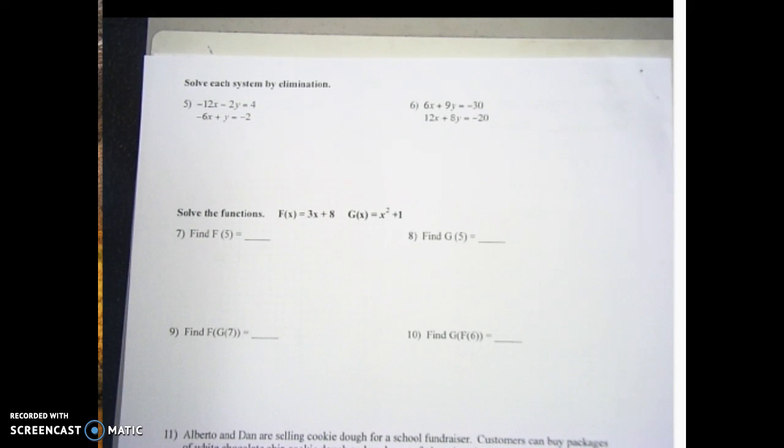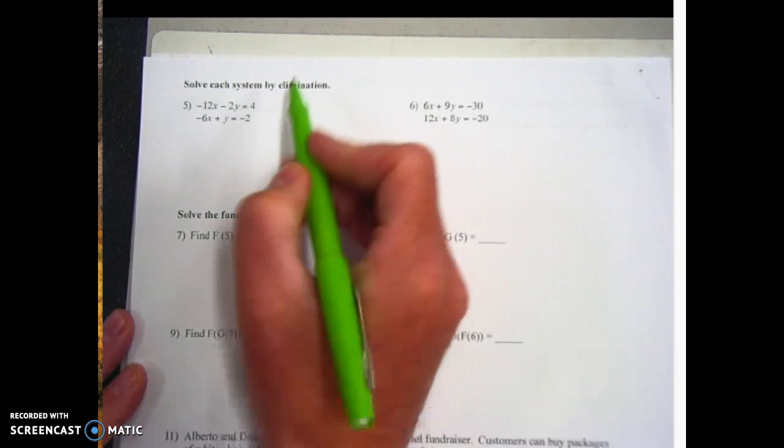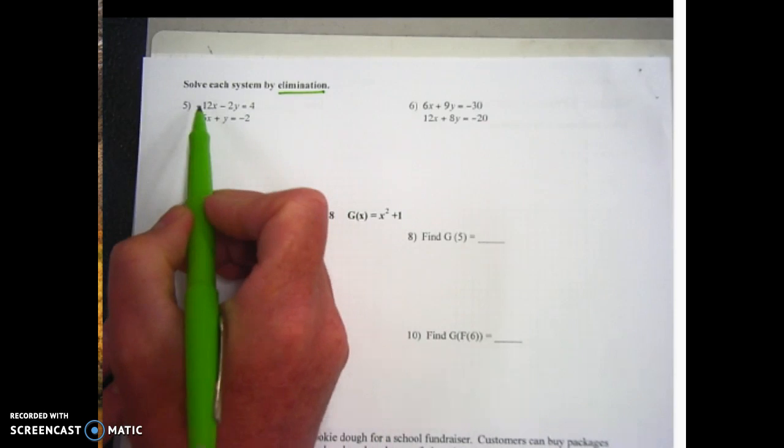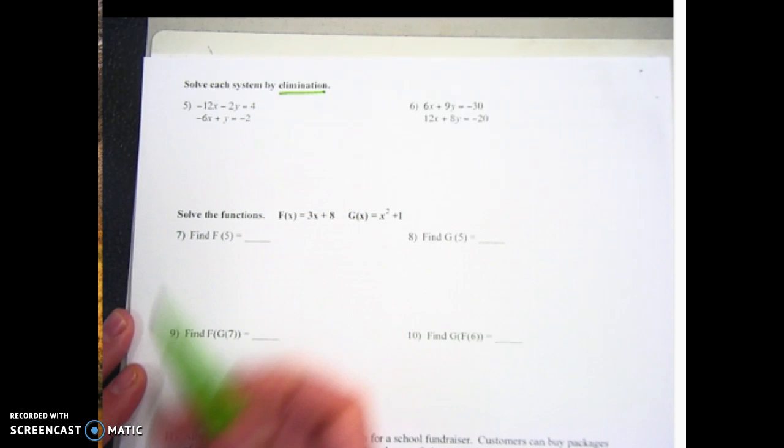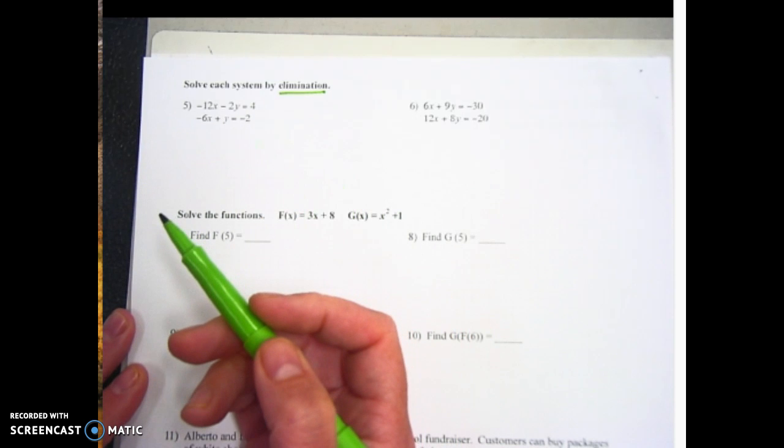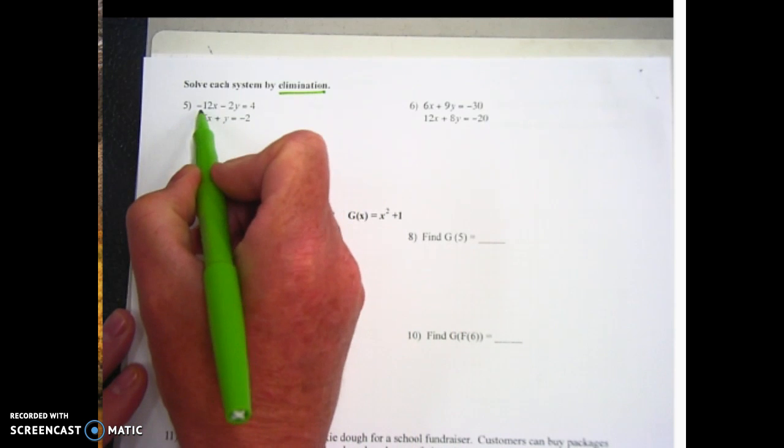All right, we are looking at page 2 of the chapter 3 practice test. So numbers 5 and 6, the directions are to solve by elimination. So you study the coefficients to see if you have opposites. If you don't, you're going to have to multiply one or both of the equations by something to get opposites.